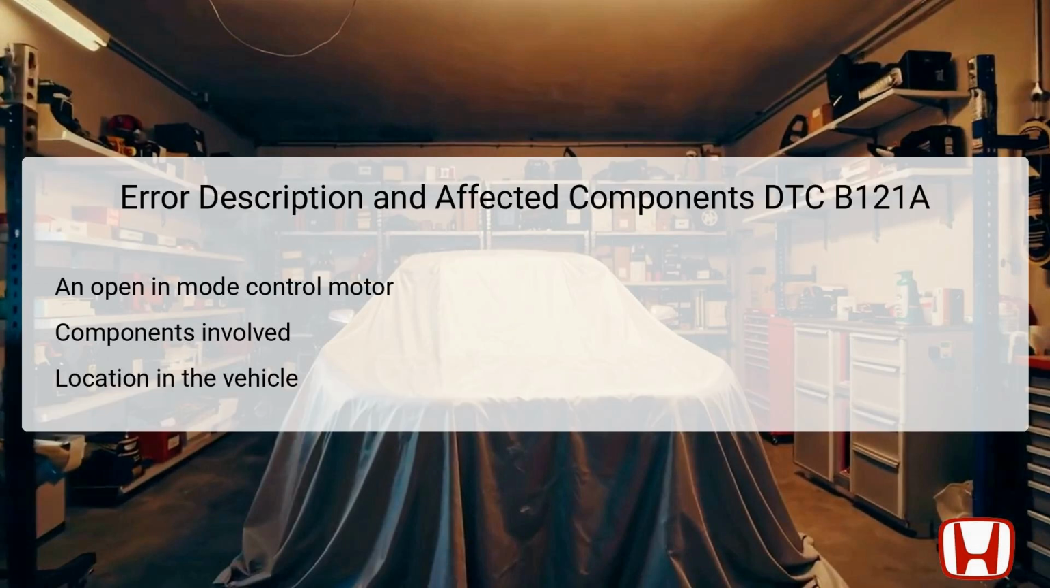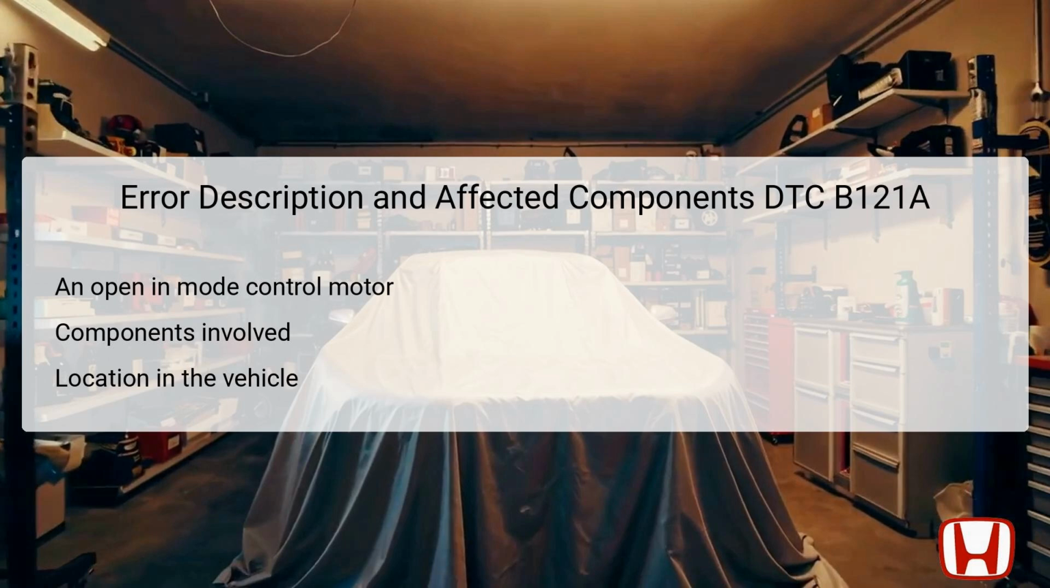The B121A DTC describes an open circuit concerning the mode control motor, which is integral to the car's HVAC system, specifically for controlling air distribution. The mode control motor regulates which vents receive airflow, influencing how comfortably occupants experience temperature within the cabin. Located typically behind the dashboard, it is connected to various electrical connectors and wiring harnesses, making its accessibility crucial during repairs. The climate control panel, which might display errors as BB1 or 49, interfaces directly with the mode control motor, indicating clearly to the driver when something is amiss.